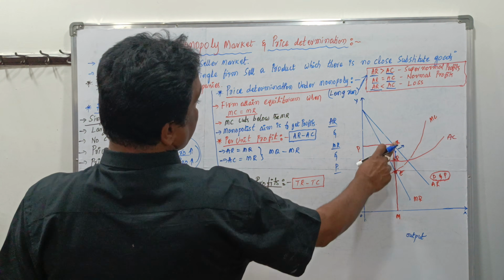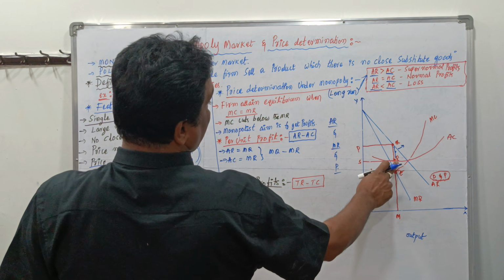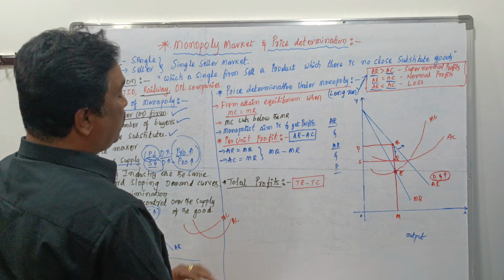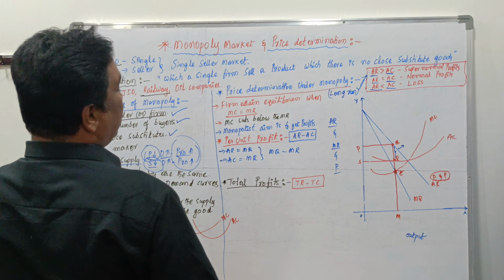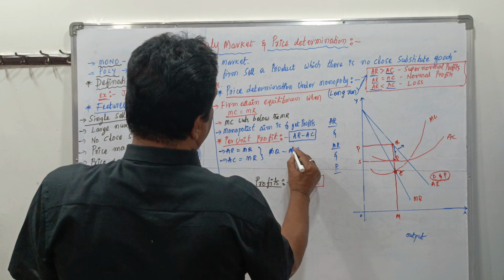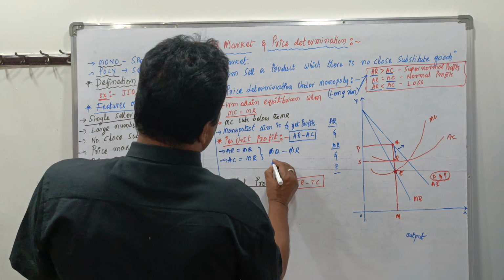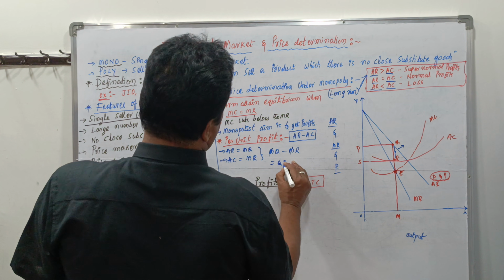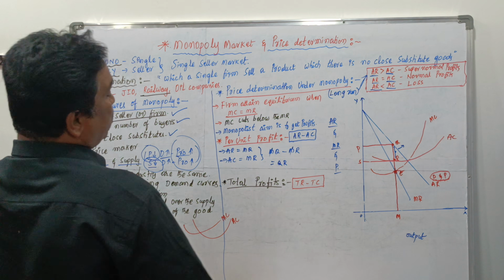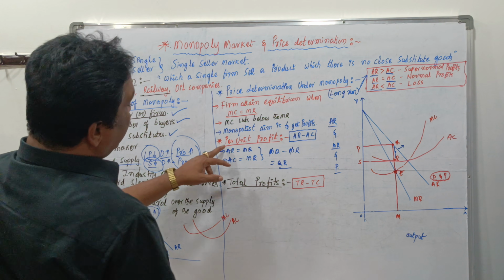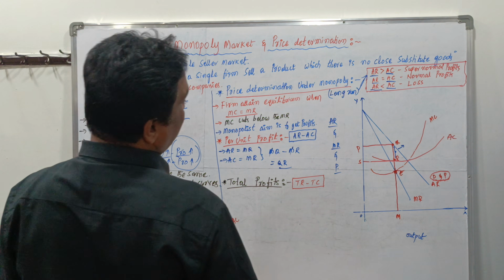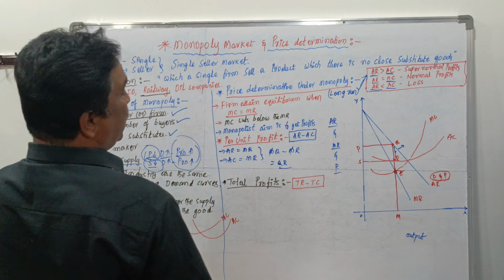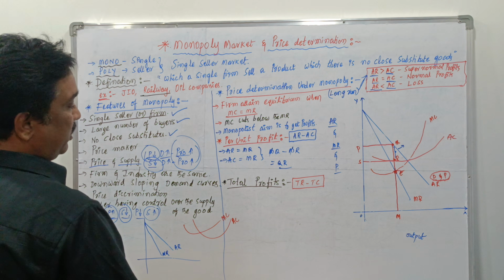MQ minus MR. What is the remaining area? This QR is called the per unit profit of the monopolist. For example, simply this M cancels, and what is remaining? QR. This QR is called the per unit profit of the monopoly seller. So QR is the per unit profit. Simply we have to calculate that.